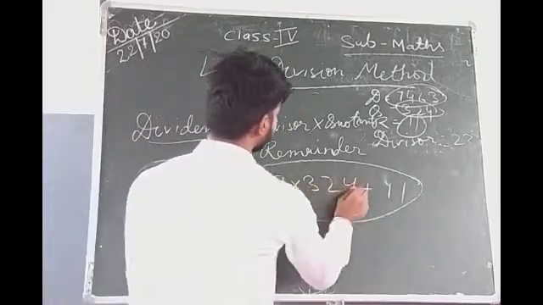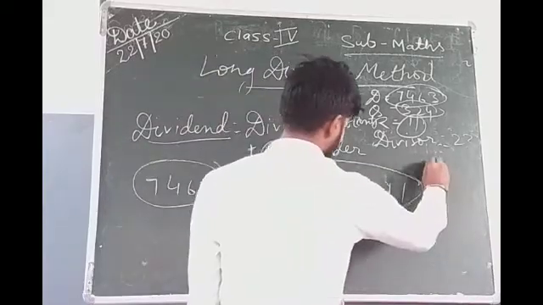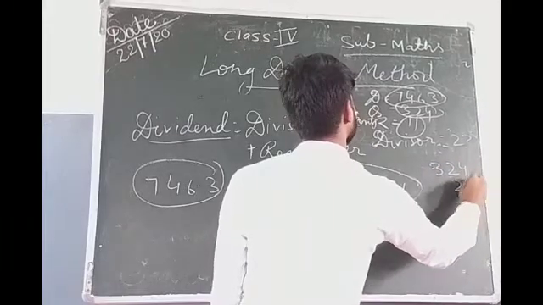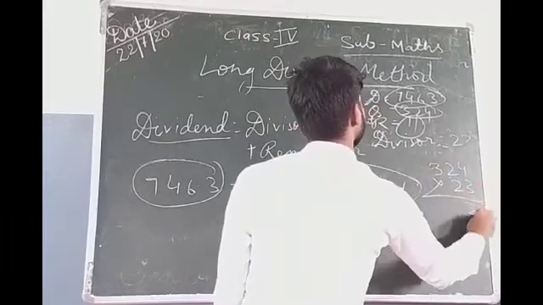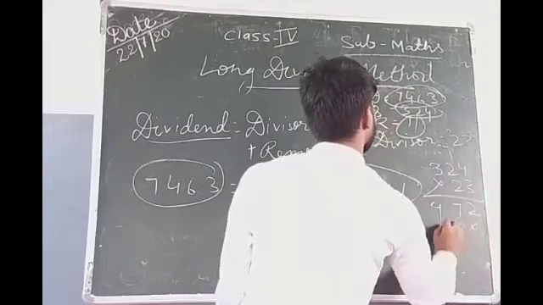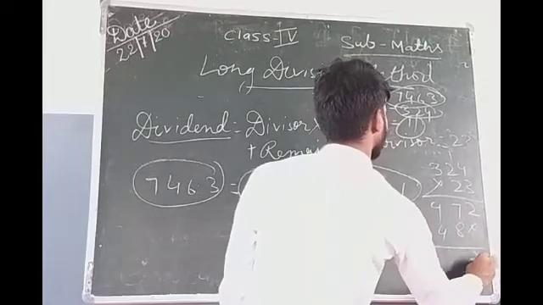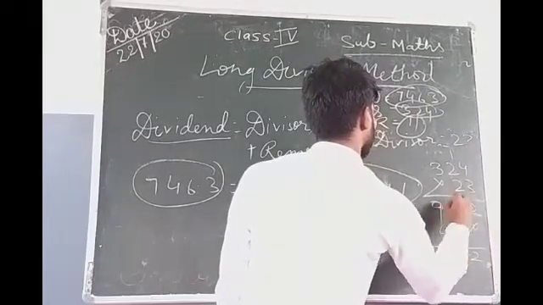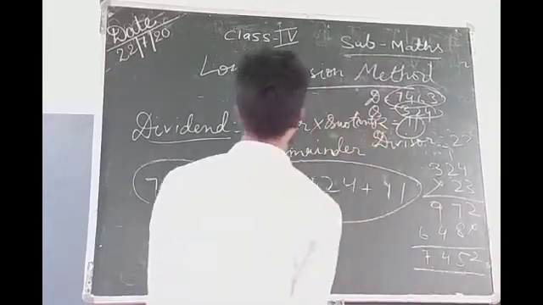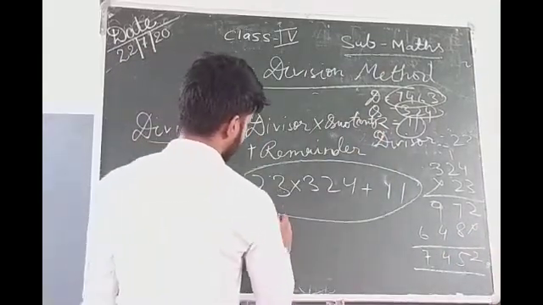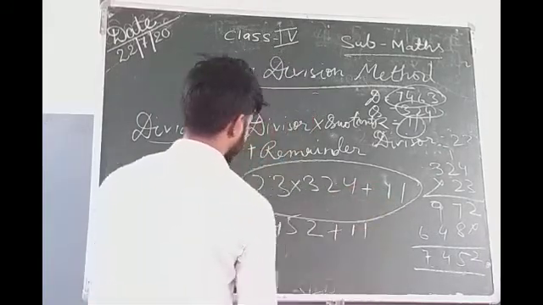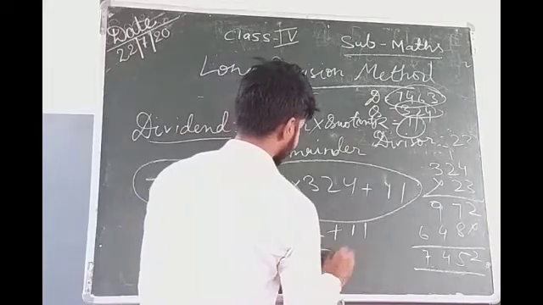So we will multiply 324 with 23. 324 into 23 is 7452. Now we will add the remainder, that is 11. That is 7463.